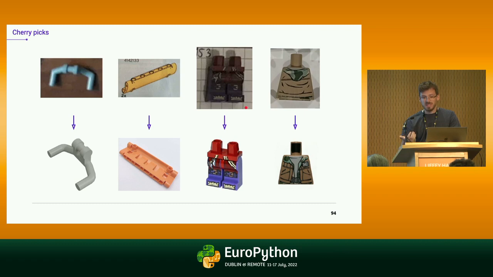And this is my favorite example. This is a torso from Star Wars. And this is the back of the torso, and you can see the hood. And still, we found the correct torso by only having the front side of the torso.